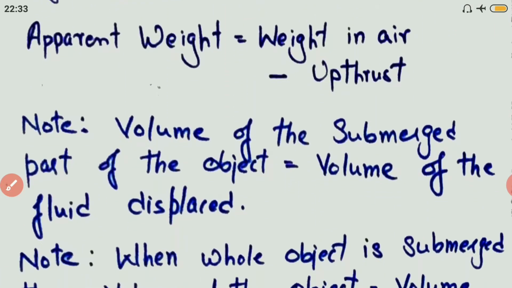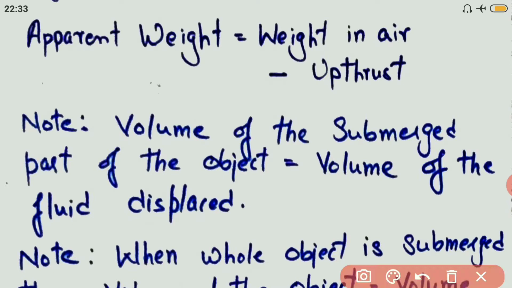The next one is known as the apparent weight, the weight of the solid inside the fluid. The apparent weight should be equal to the weight in air minus the upthrust acting on the object. This upthrust can be the total upthrust or it can be FB only, it depends.